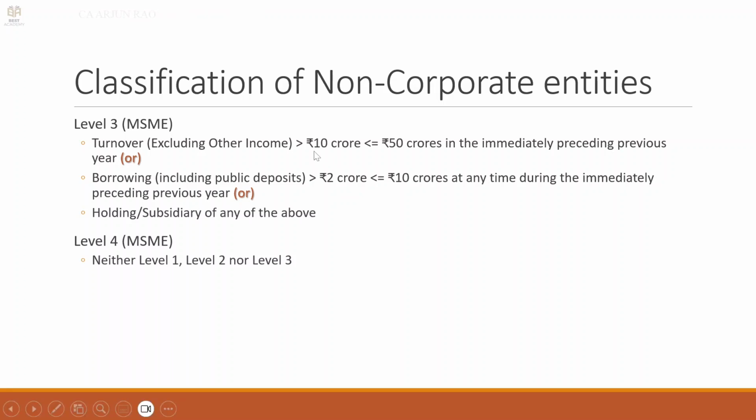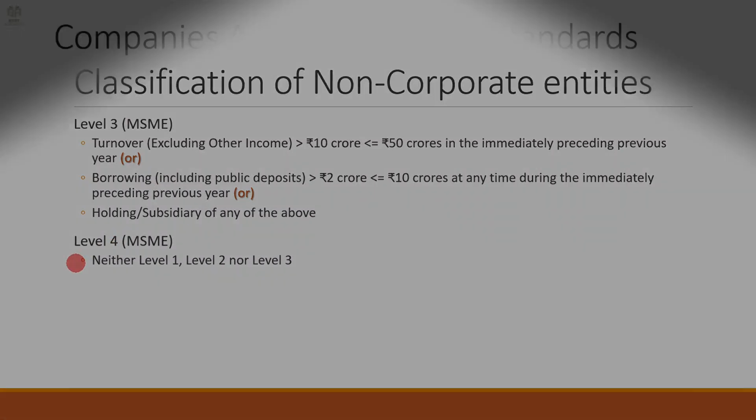So that means if it is not listed, not a bank or financial institution, turnover should be less than or equal to 10 crore, borrowing less than or equal to 2 crore, and it is not holding or a subsidiary of any of the level 1, 2 or 3 entities. So level 4 is basically the smallest kind of entities. They will be level 4.